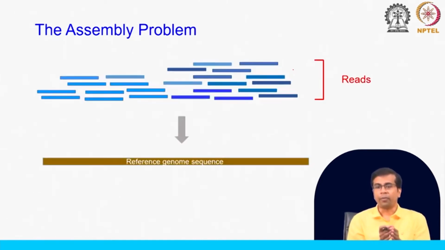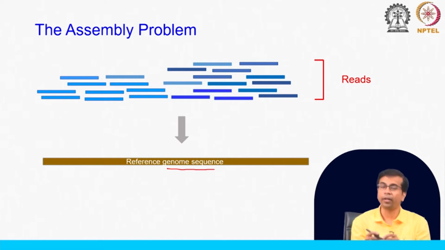So, the assembly problem we can summarize in this very simple cartoon. What you get is the reads from the sequencer here on top. The reads are shown in different shades of blue, and from these reads you want to build a single continuous sequence. That is the goal, and this is what we call the reference genome sequence, for example, the human reference genome or mouse reference genome.